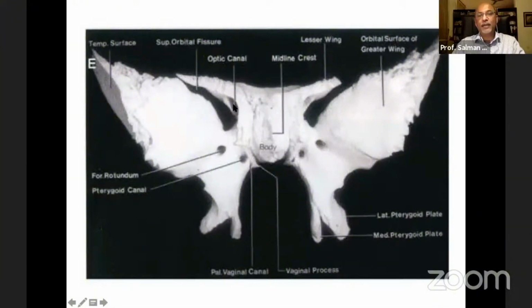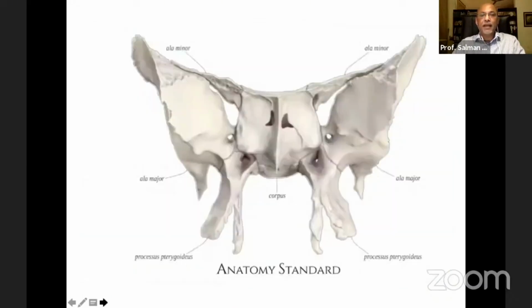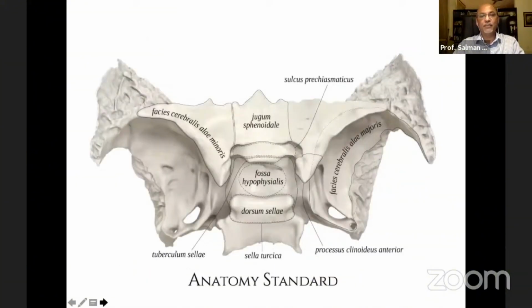And we have the optic opening underneath a part of the lesser wing, whereas the superior orbital fissure is seen. At the same time, we have the opening of the foramen rotundum and the pterygoid canal that's seen as well. The two pterygoid plates are lying medial and lateral, inferior to that. And if we see the anterior part, then we see the foramen rotundum here, the superior orbital fissure, and part of the optic canal is also seen. And obviously, this is the corpus seen here, along with the two pterygoid plates. Again, the ala minor and the ala major lie on both sides.